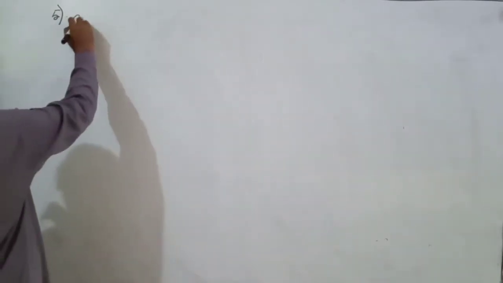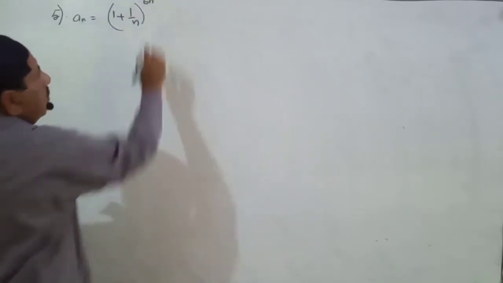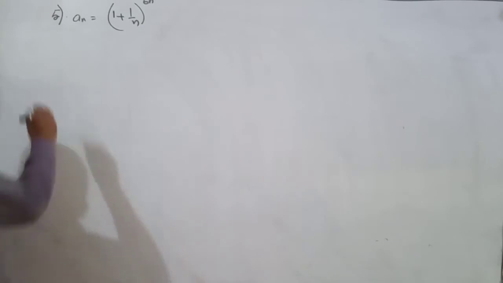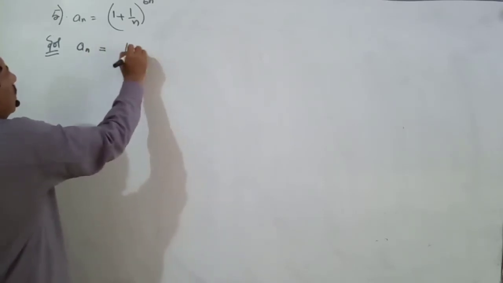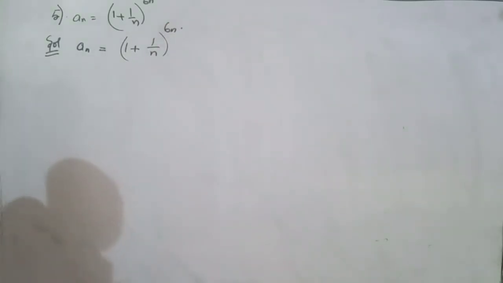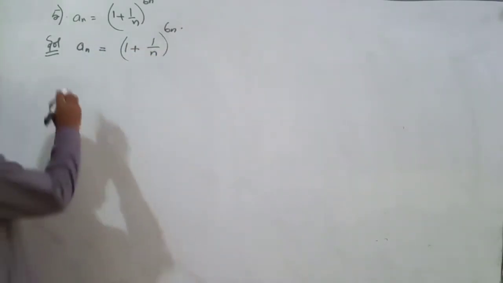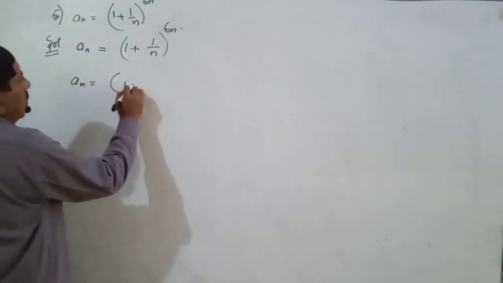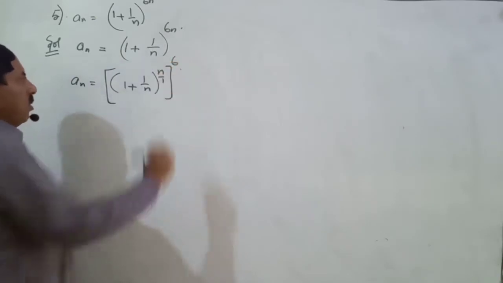Okay. Number 5: a n is equal to (1 plus 1 upon n) power 6n. Solution. a n is given as (1 plus 1 upon n) power 6n. So here 1 upon n should be n upon 1. So we can write this as a n is equal to (1 plus 1 upon n) power n upon 1, whole power 6.